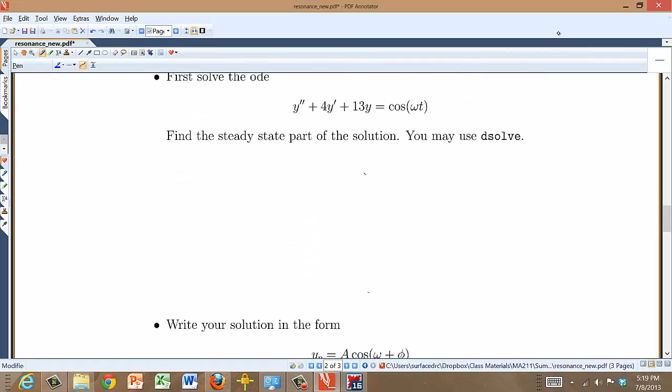So let's try to find the resonance frequency for a given mass spring damper system. First we'll set up the ODE governing the system. So we have M, C, and K. And then we'll put just a general forcing frequency here, and we'll solve everything in terms of omega.